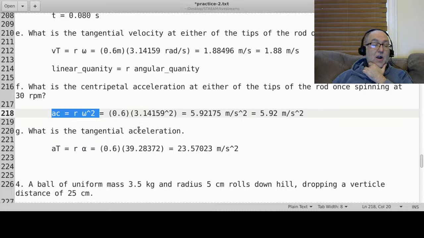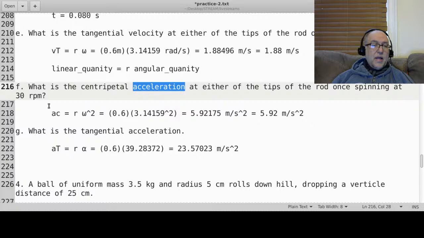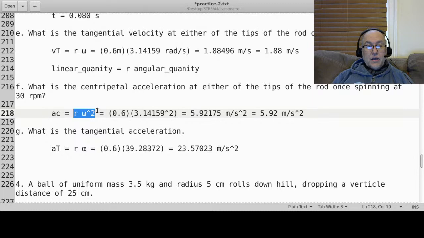I'll draw a picture of it in a minute. It's actually not tangential. It's centripetal, meaning that it points towards the center, okay? So this is not responsible for getting this thing rotating faster or slower, or I guess in this case, rotating faster. This one is all about keeping that point at the tip on a circle, okay? And so it is a center-seeking acceleration, and you calculate it as r omega squared. Actually, this we had with uniform circular motion, okay?